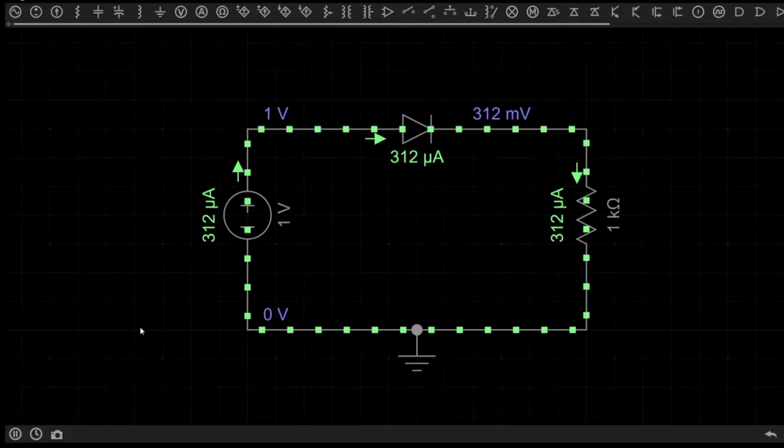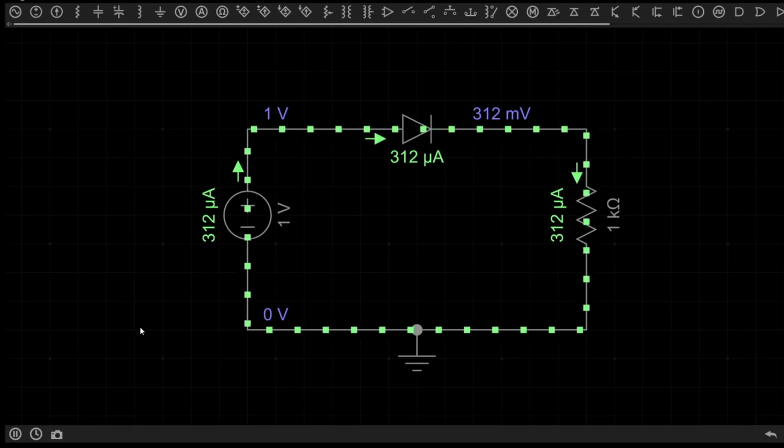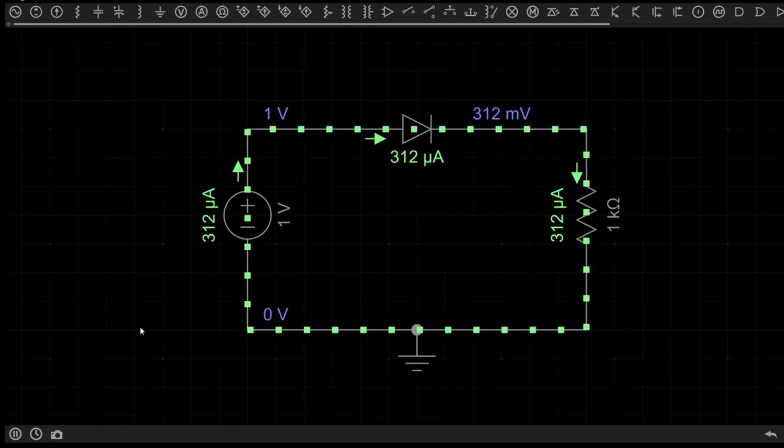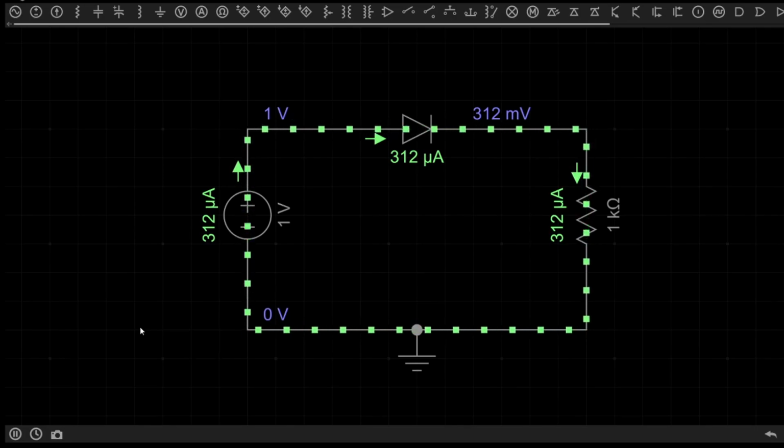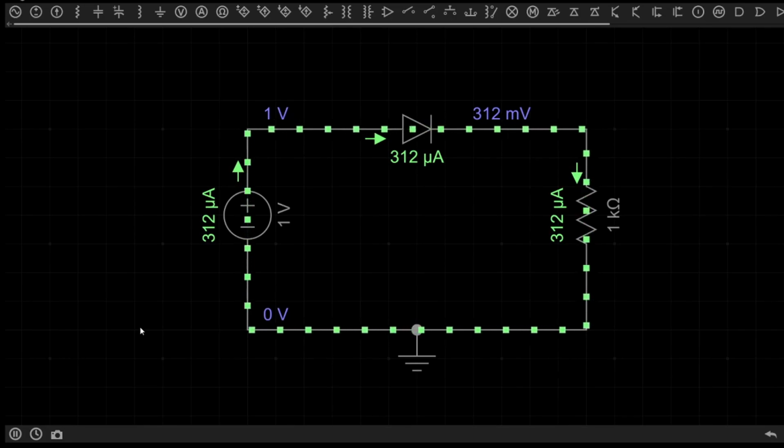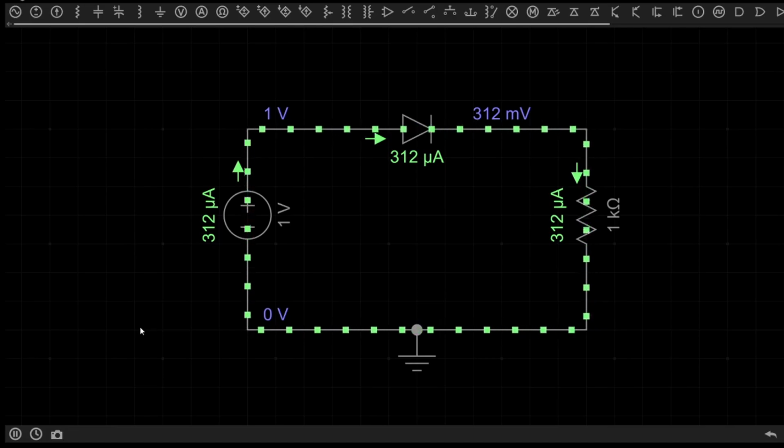Diodes have many uses throughout electronics, but one of the common uses is as a rectifier, which turns an AC voltage into a DC voltage. This will likely be discussed more in a future video.